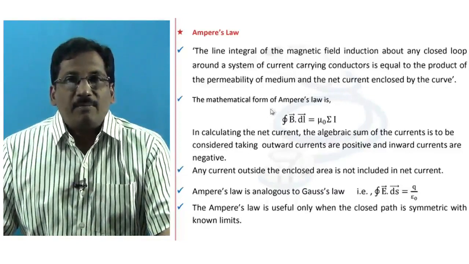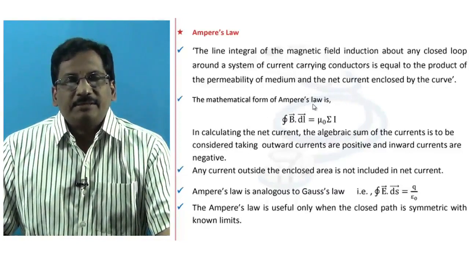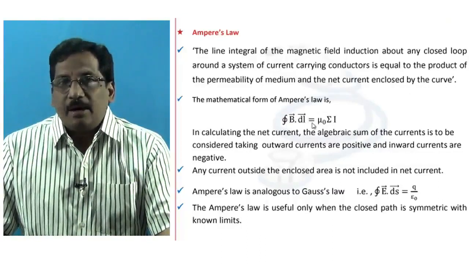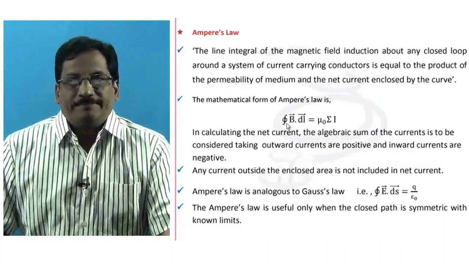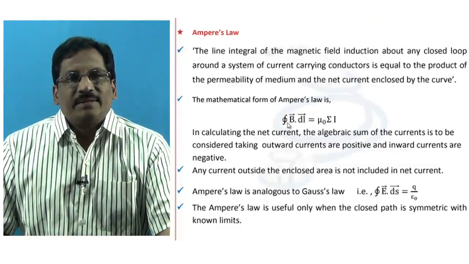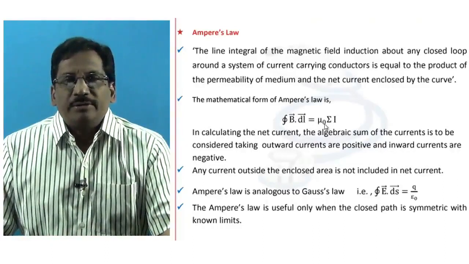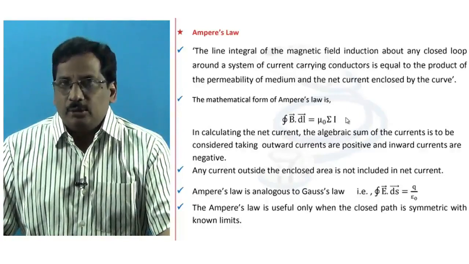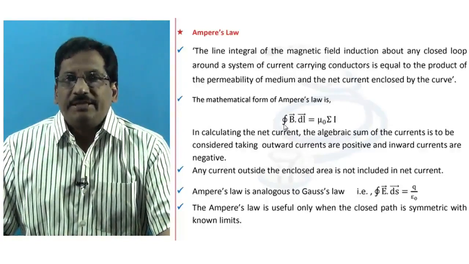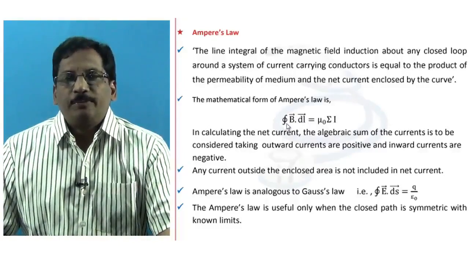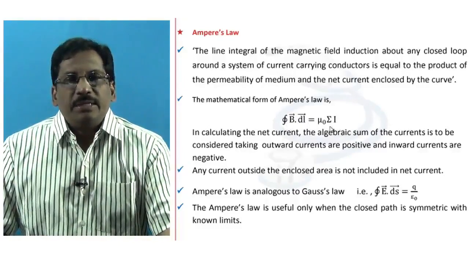The mathematical form of the Ampere's Circuital law is the line integral of B dot dl over a closed contour, over a closed path, is equal to mu naught times the net current enclosed by that loop. That is, the integral of B dot dl over a closed contour, closed loop, is equal to mu naught into sigma I.